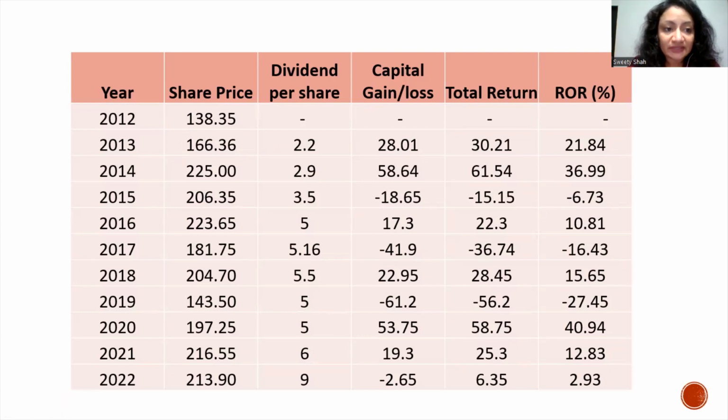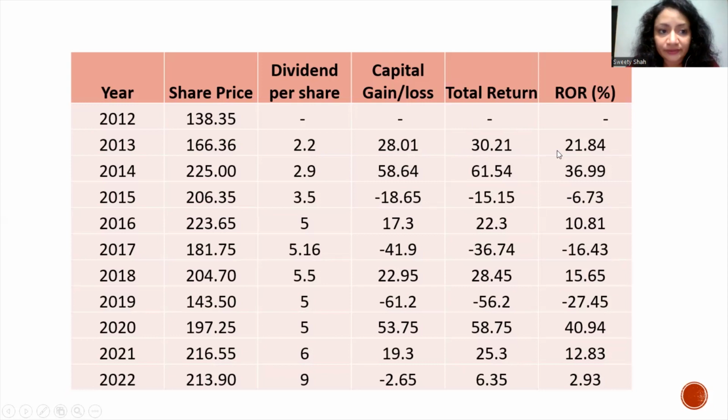As far as 2013 is concerned, if you want to calculate the capital return out of this investment, it would be 166 rupees minus 138, which would give you 28.01. The dividend value for 2013 has already been given. So here the total return would be 2.20 plus 28.01, so it would be 30.21.